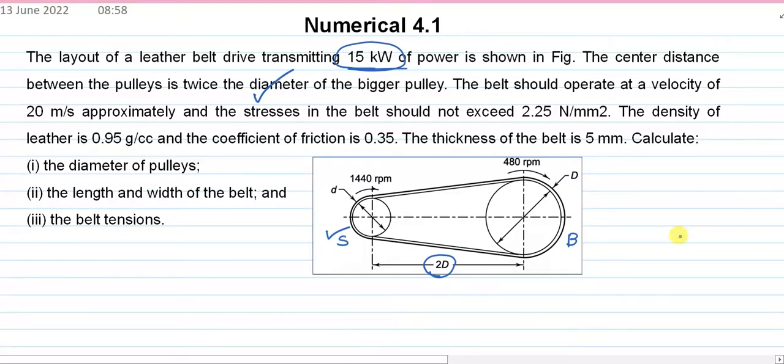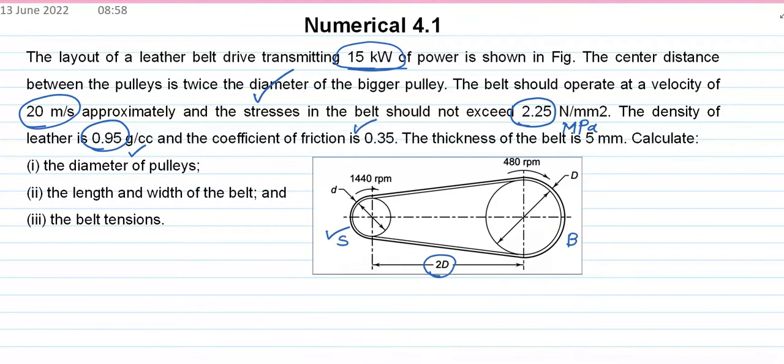So the center to center distance between the pulleys is twice the diameter of the bigger pulley. Belt should operate approximately at a velocity of 20 meters per second, and stresses in the belt should not exceed 2.25 Newton per mm square or 2.25 megapascal. Density of the leather material is 0.95 gram per cc. We will come to this unit later on during the solution. And the coefficient of friction is 0.35. The thickness of the belt is given as 5 mm.